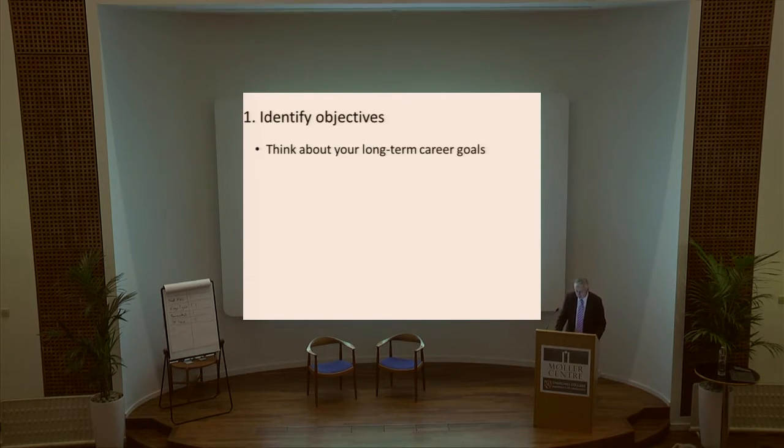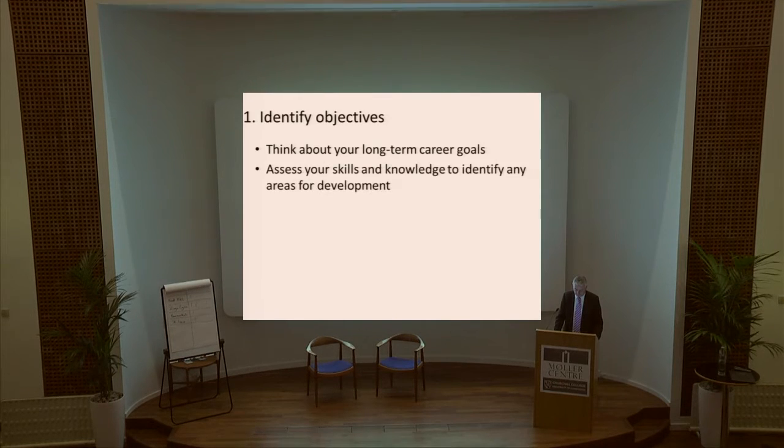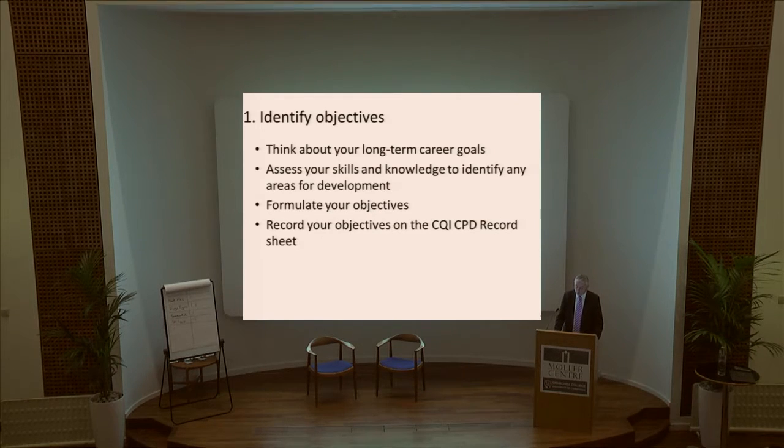When you're looking at objectives, think about your long-term career goals. Where do you want to be? Look at the skills and knowledge that you currently possess and identify any areas for development. So if you remember the video, the gentleman talked about a gap analysis. This is a gap analysis on yourself. And then start to articulate your objectives, formulate them, and record your objectives on the CQI CPD record sheet. So the starting point is all about identifying objectives.